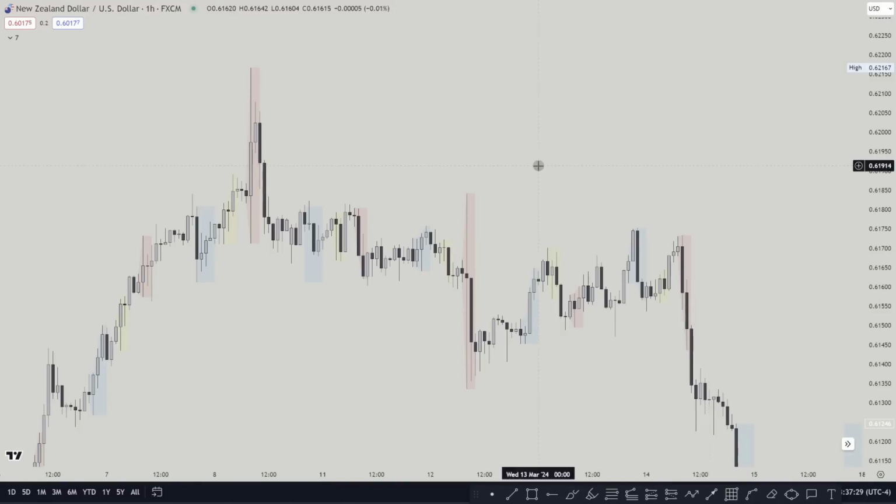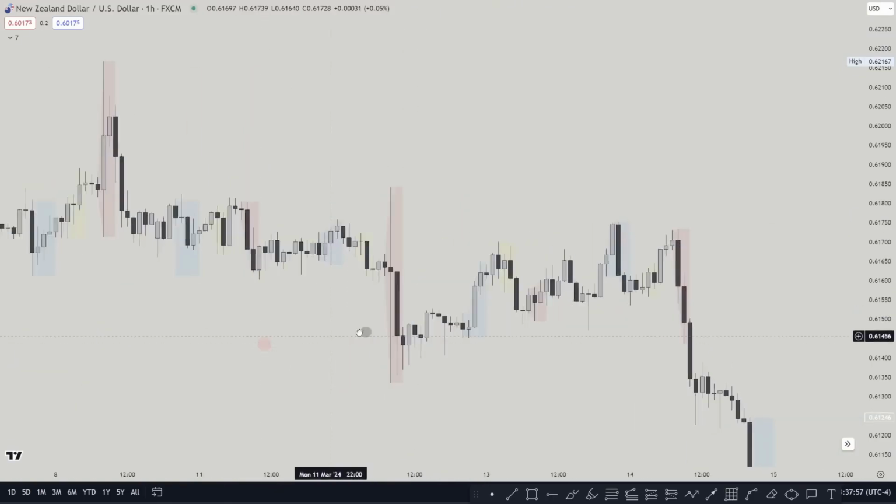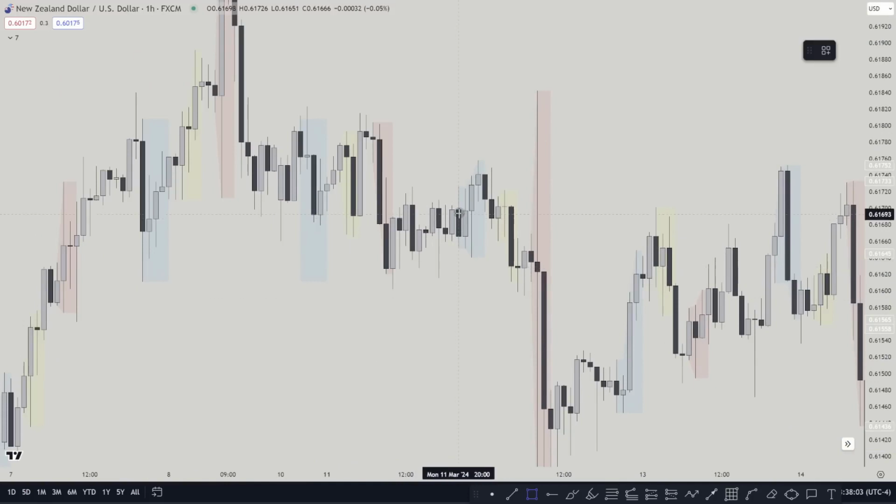Now, CBDR, on the other hand, it's a range going from 2 p.m. or 14 Eastern Standard Time to 8 p.m. or 20. In blue, I have this agent session starting at 20, going all the way to midnight. That's my agent session. Now, before it, 20 all the way to 14, which is 2 p.m. The high and the low, that's your CBDR. So this low going to this high.